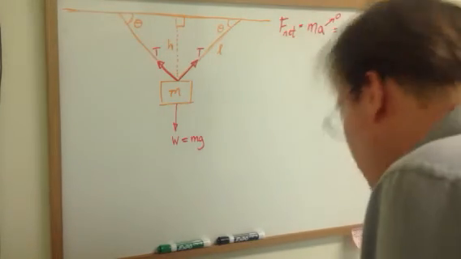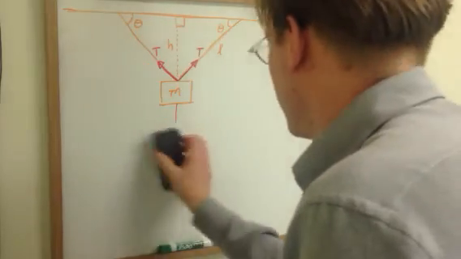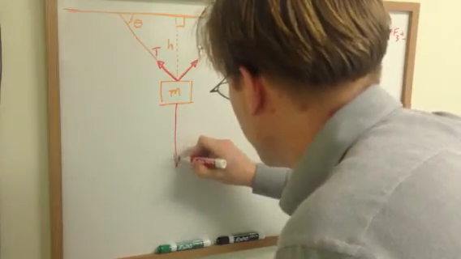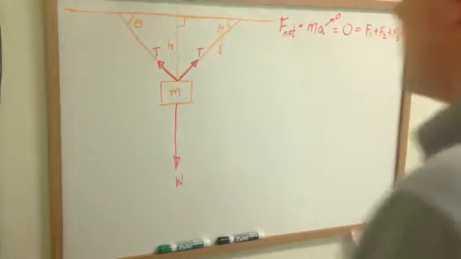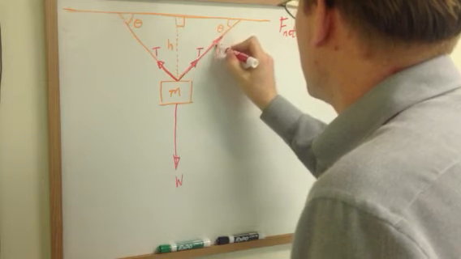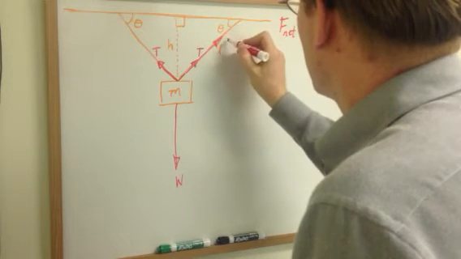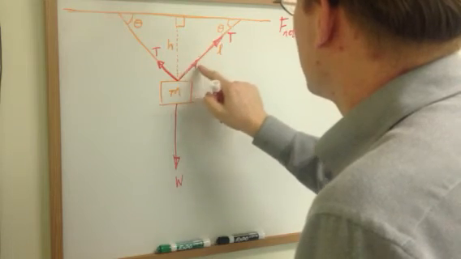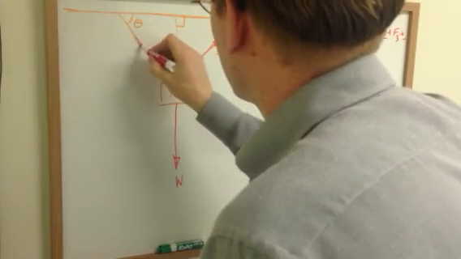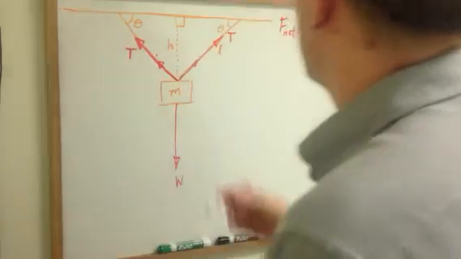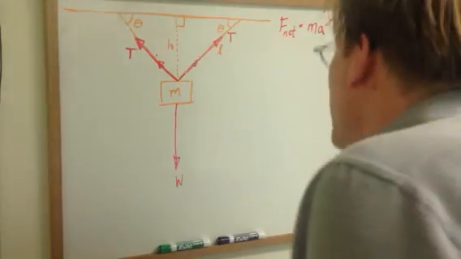For people to see, I'm going to exaggerate everything. I'm going to make sure the weight vector is big. In your diagrams, you probably won't have to. I'm going to pretend that the tension vectors are big to balance out, just so it's clear drawing. So there's my tensions. All right.